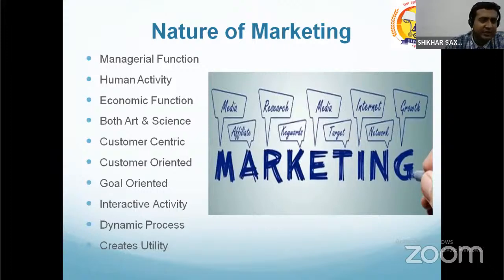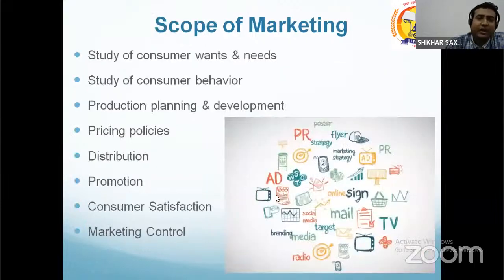Hence, the nature of marketing includes the following points. First is the managerial function. Second is the human activity. Third is the economic function. Fourth is that it is both art and science, customer centric, customer oriented, goal oriented, an interactive activity, a dynamic process, and it creates utility.